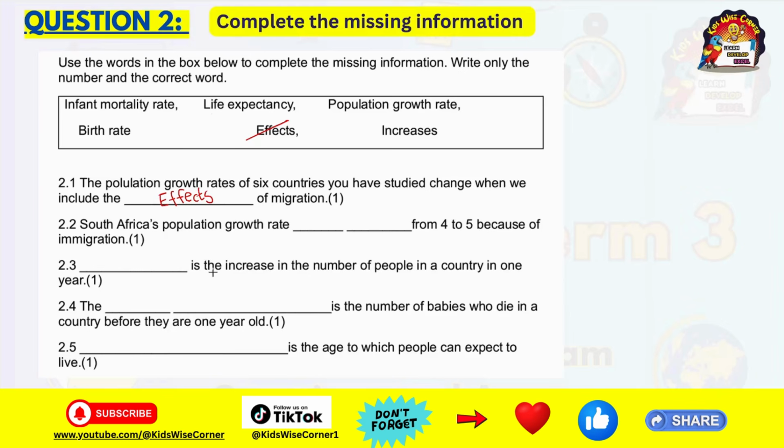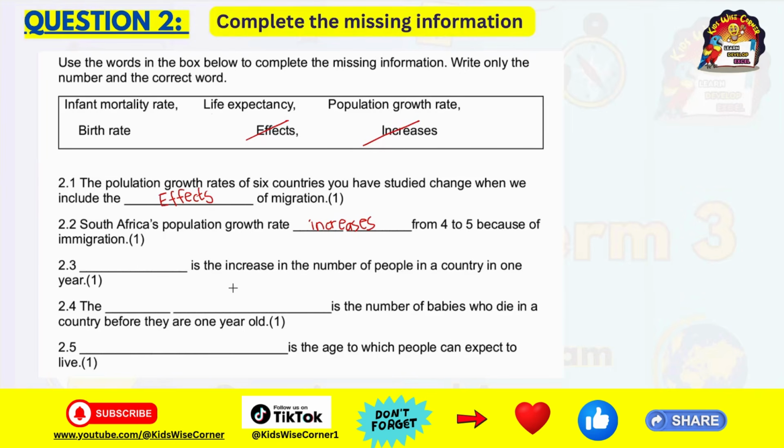2.2. South Africa's population growth rate something from 4 to 5 because of immigration. So South Africa's population growth rate increases from 4 to 5. Let's take off increases.